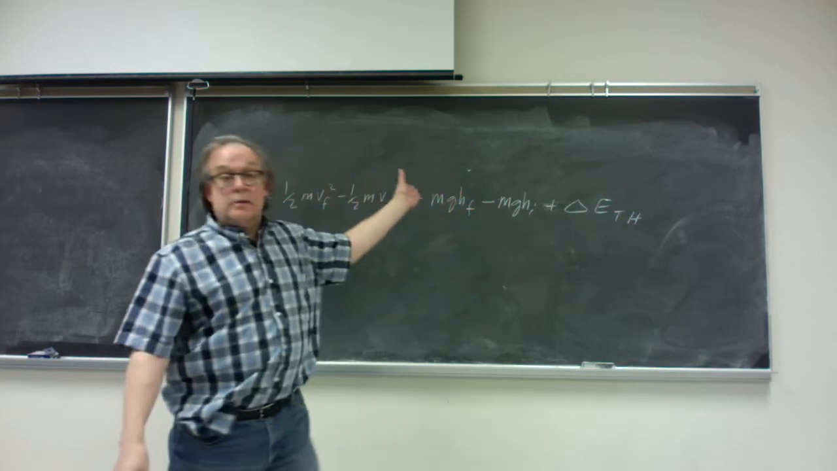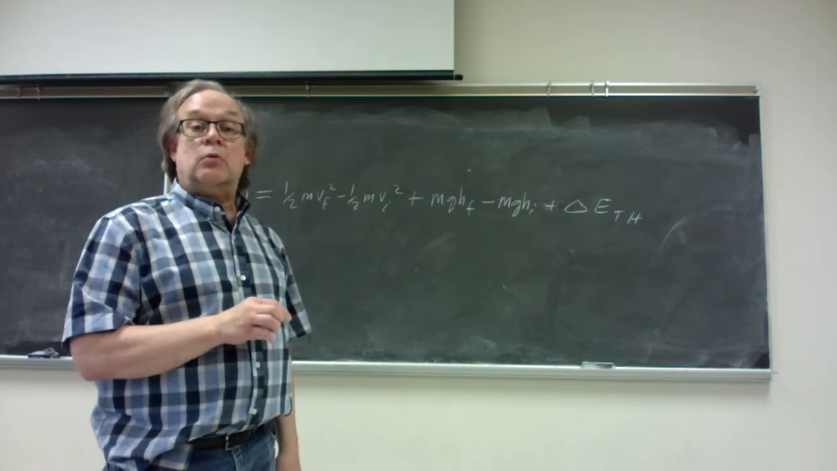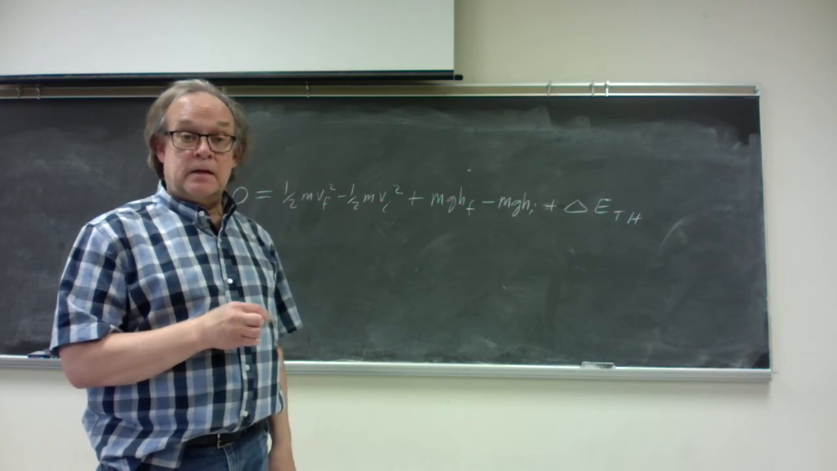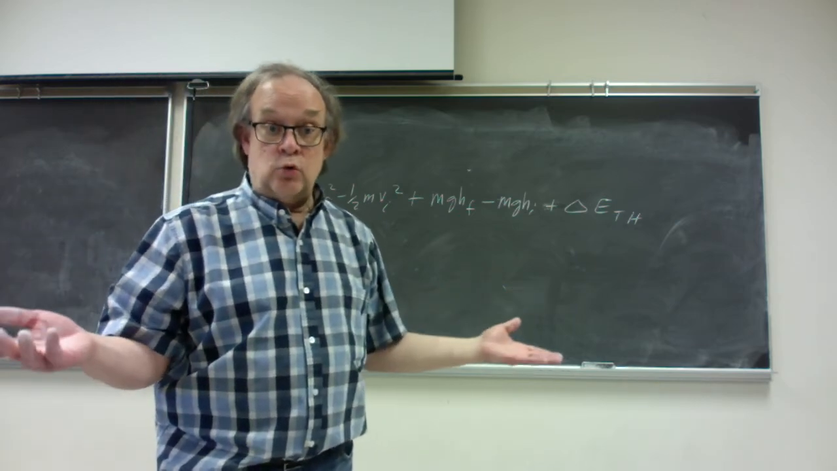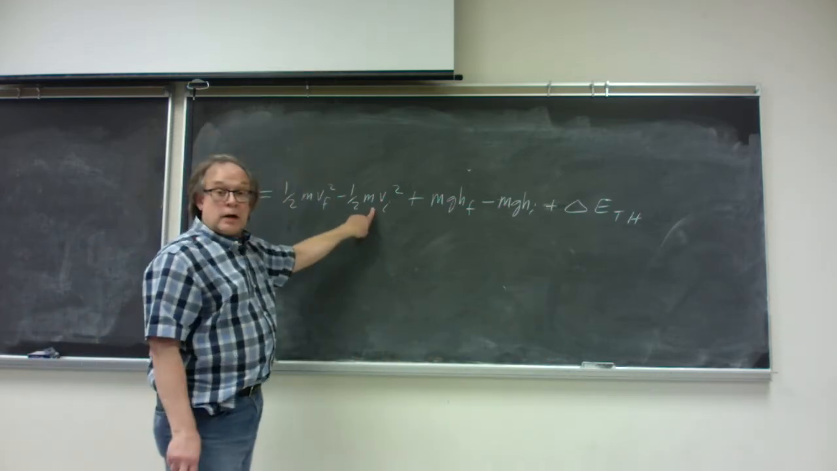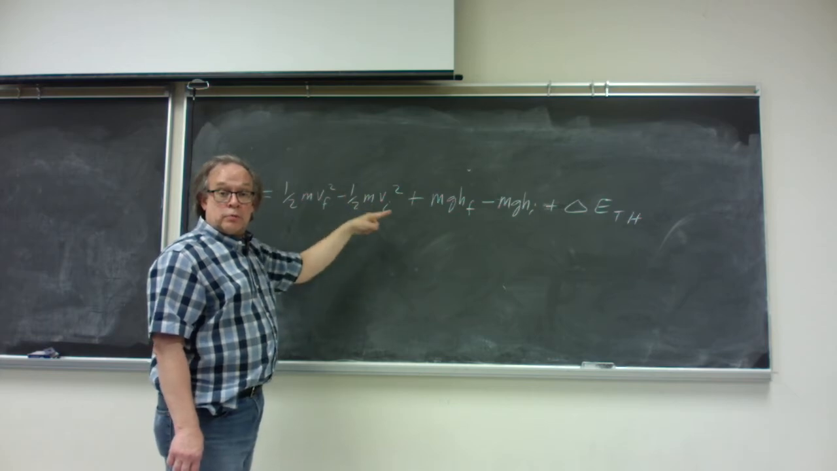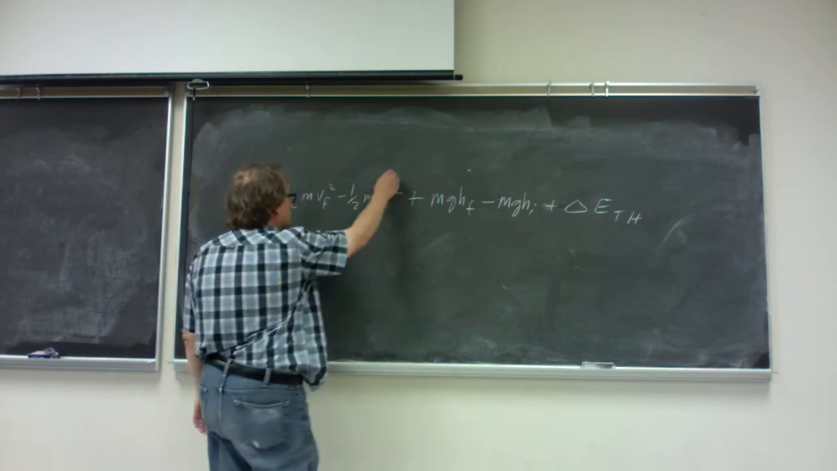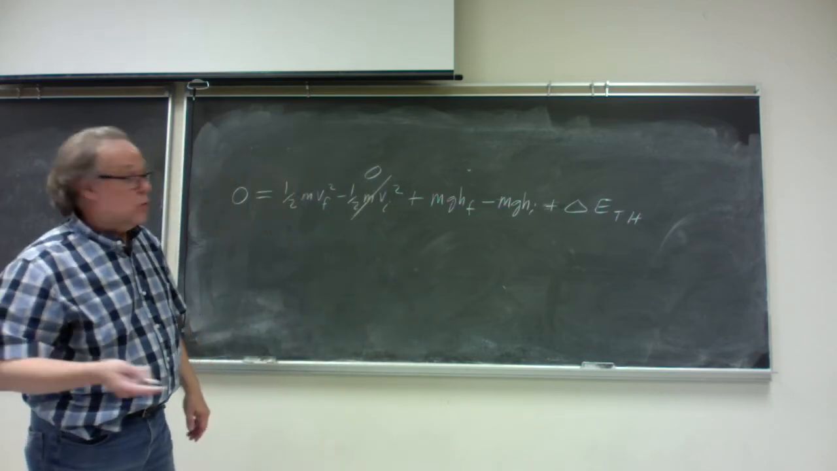Because this is our equation that will tell us what the thermal energy change is. Now, at this point, all we have to do is, we've done all the hard work. Now we just insert the numbers. The initial velocity was zero. So this whole term here, initial kinetic energy, is zero.